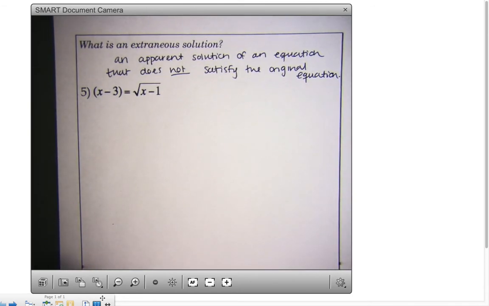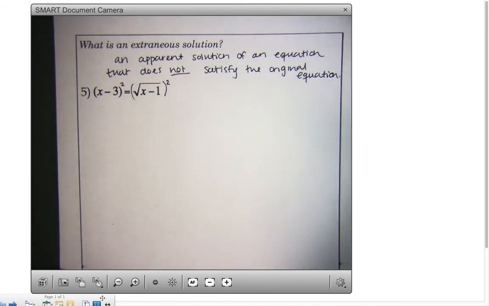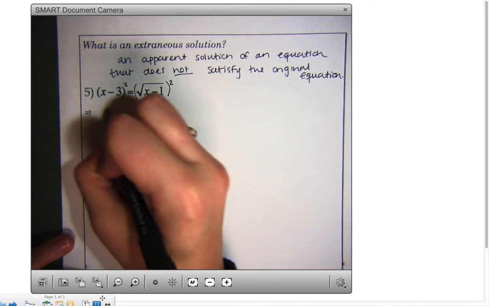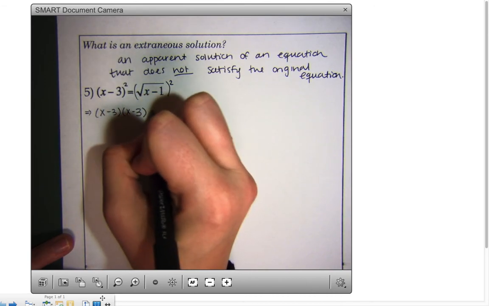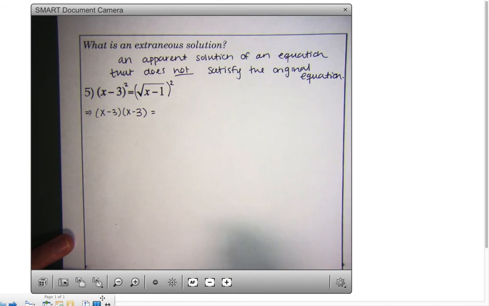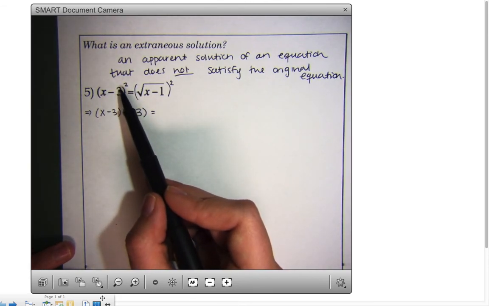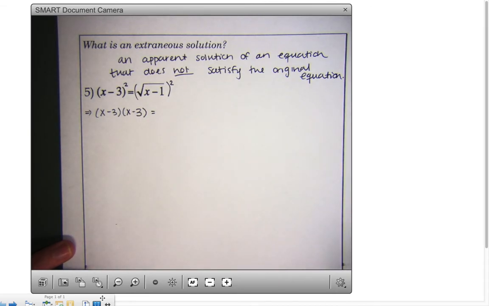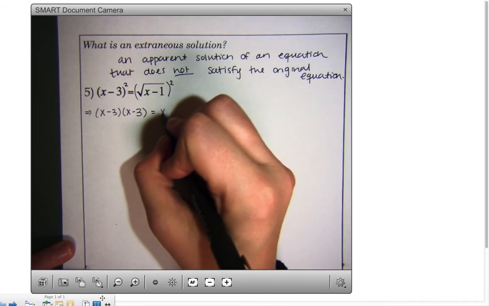To undo a square root, I need to square both sides to keep it balanced. Now here's where you have to be careful. (x - 3) squared, that's (x - 3) times (x - 3). That is not x squared + 9. You cannot just distribute the exponent. You have to rewrite it as x - 3 being multiplied by itself. And then the square root of (x - 1) squared, that's just x - 1.